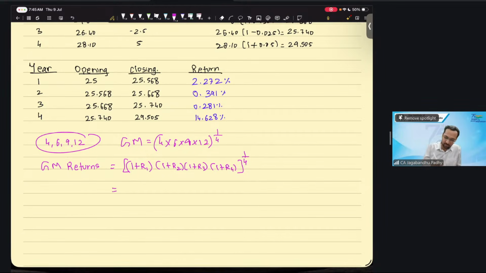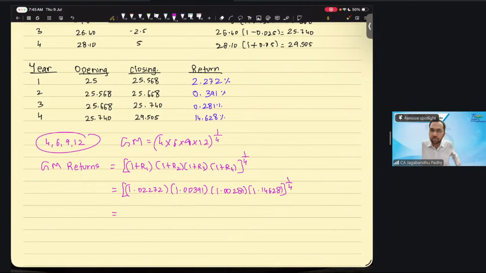So I just apply simply the formula. It is 1 plus, or I can call it as 1.02272 into 1.00391. Then it is 1.00281 into 1.14628. This entire thing raised to 1 by 4 is going to be the geometric mean of returns.